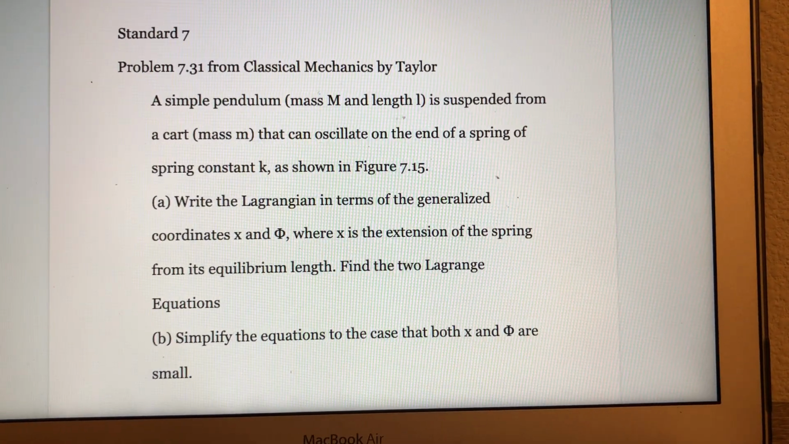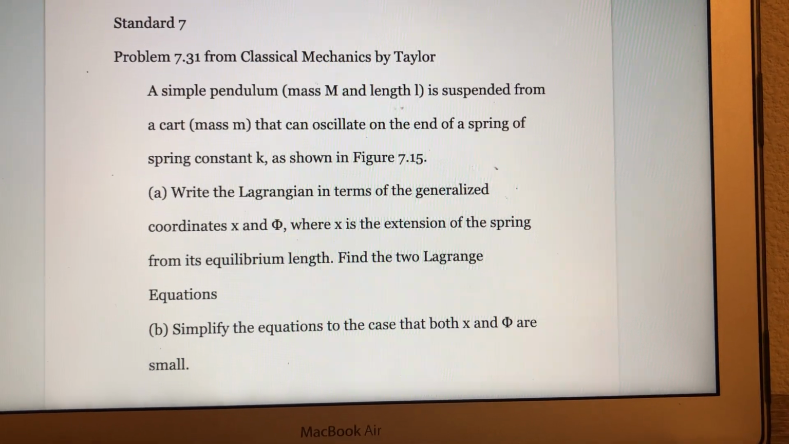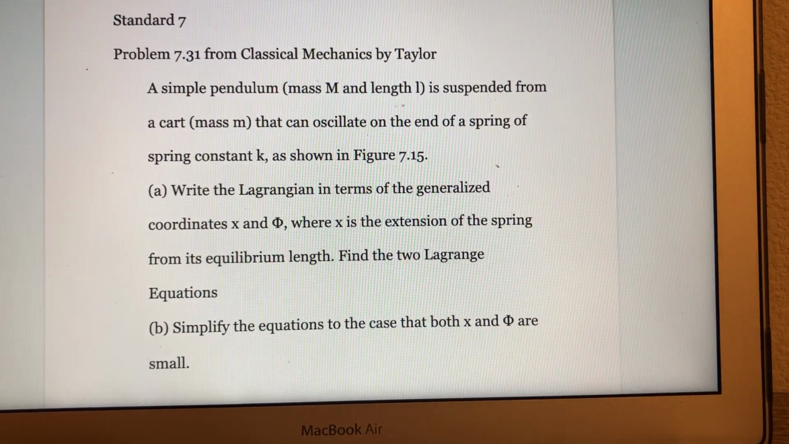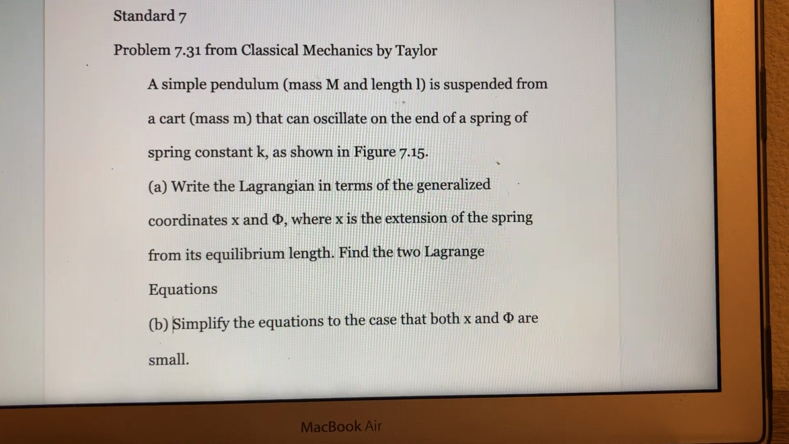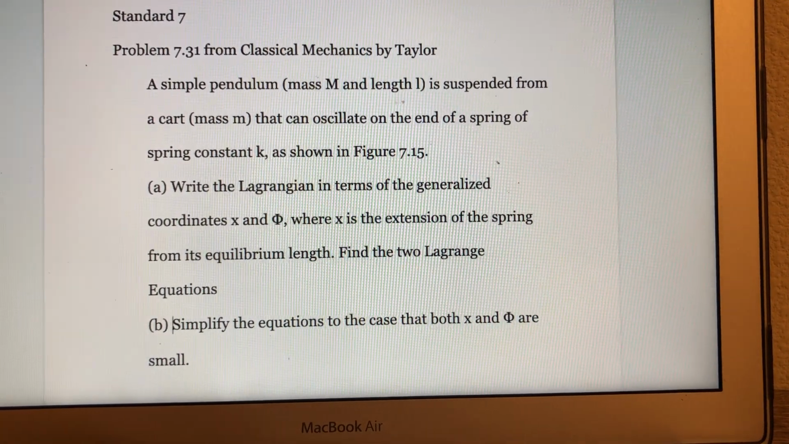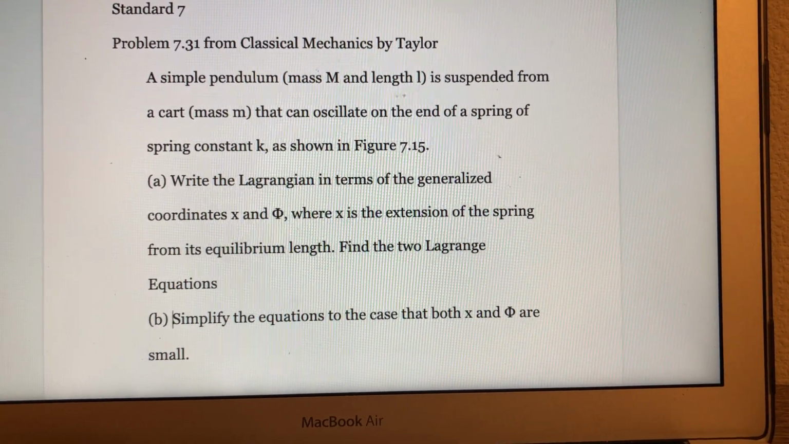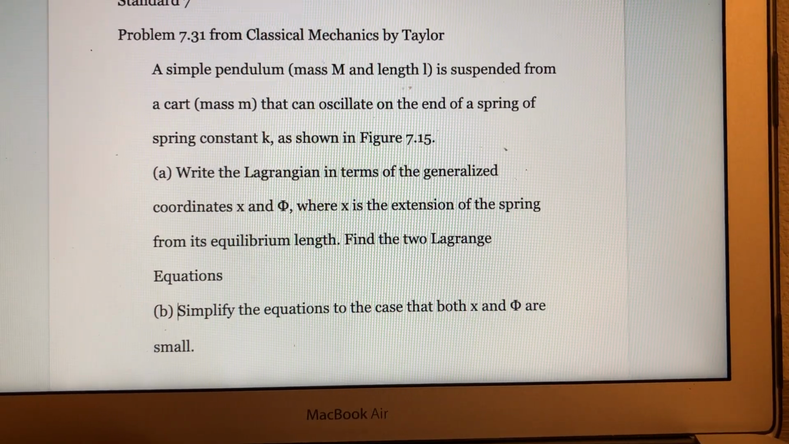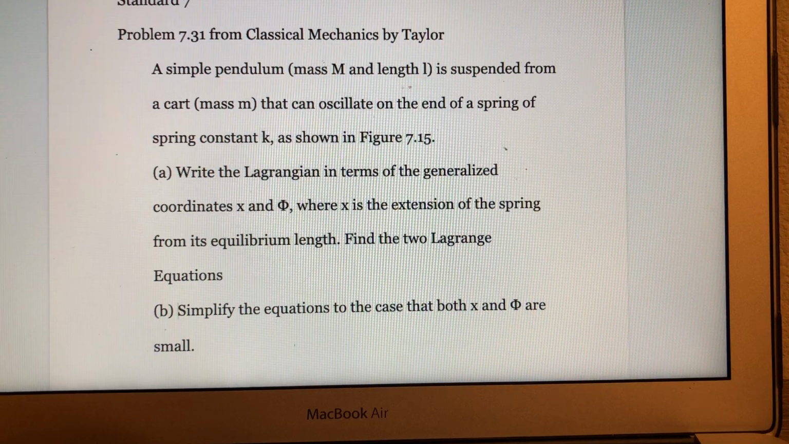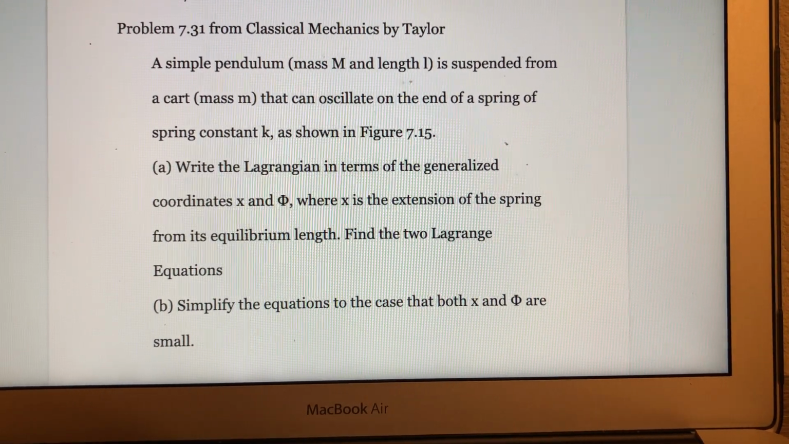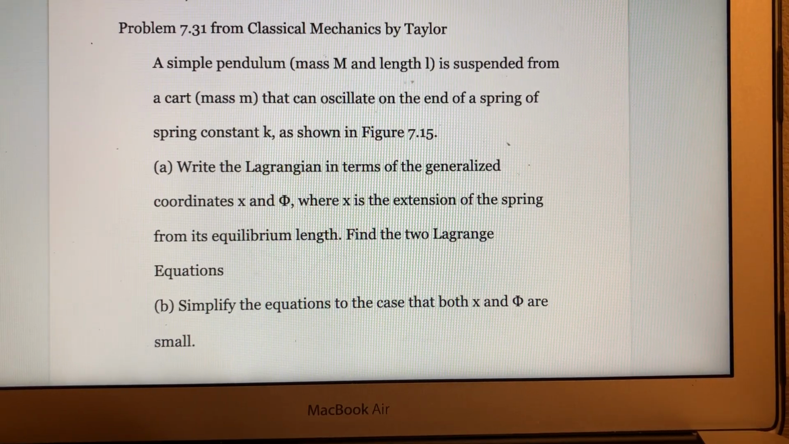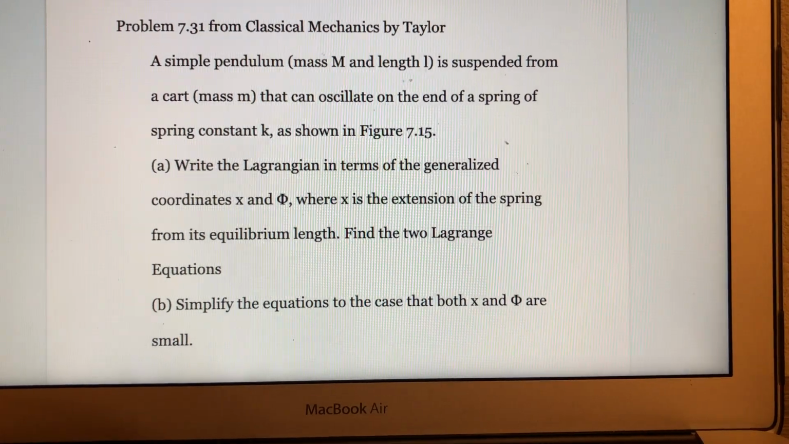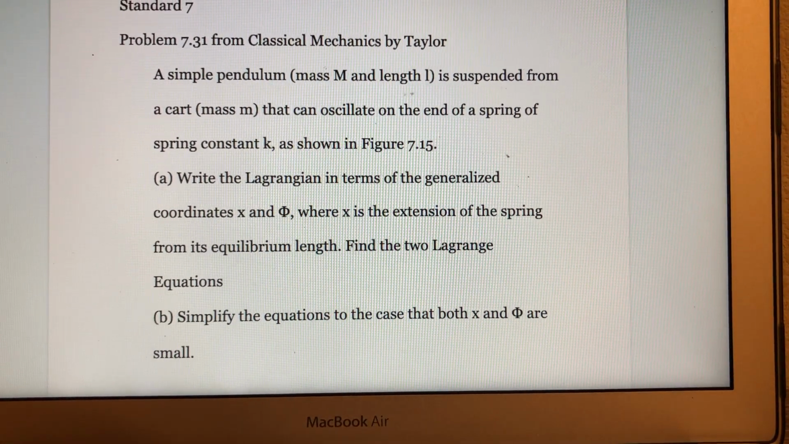I chose problem 7.31 from Classical Mechanics by Taylor. A pendulum of mass m and length L is suspended from a cart of mass m that can oscillate on the end of a spring of constant k, as shown in figure 7.15. Part A: write the Lagrangian in terms of the generalized coordinates x and phi, where x is the extension of the spring from its equilibrium length. Find the two Lagrange equations. Simplify the equations to the case that both x and phi are small.